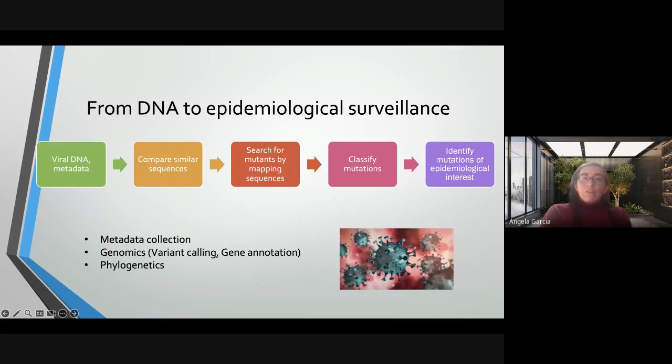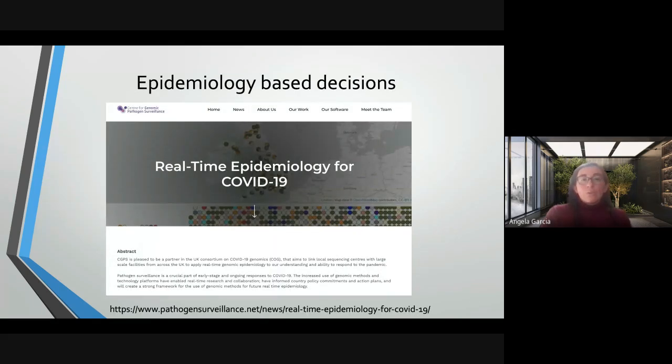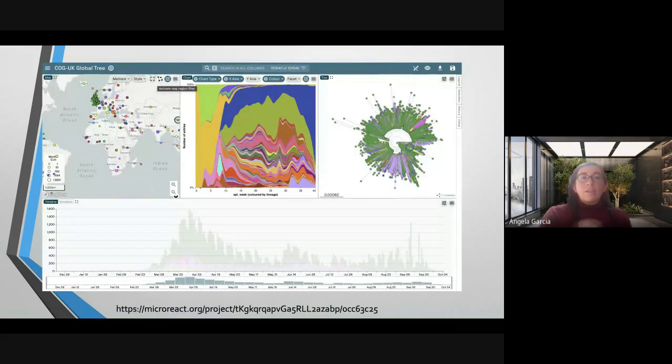So all of this helped nearly every country do real-time epidemiological surveillance and make epidemiology-based decisions. This one's taken from the UK, which had even more sequencing for the follow-up of COVID-19. And this is an example of how it looked worldwide.